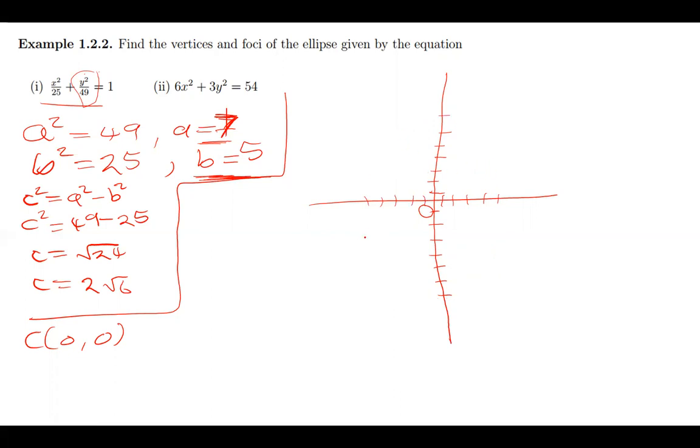So we have something like this as our ellipse. We have our V1 there and V2 there. Then we have the minor axis, with M1 and M2.